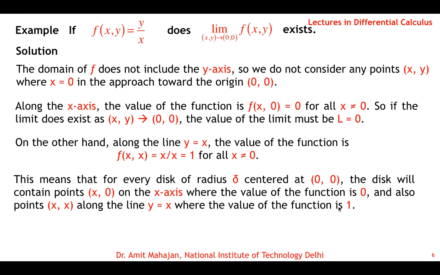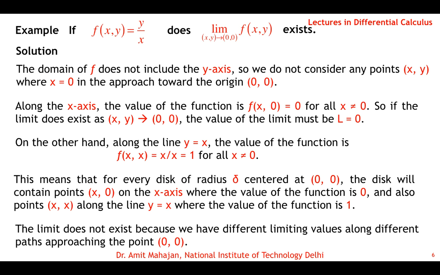Along two different paths, we are getting two different limit values. So by the two path test we can say that the limit does not exist. So this limit does not exist as (x, y) approaches origin. Now, as I said, we just have to try and find two different paths. So this is one way.